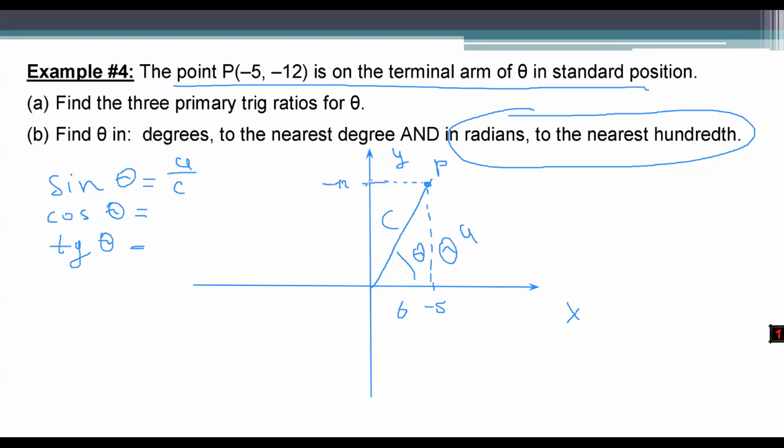A equals 12, right? It's projection. Look, it's projection on the y-axis. So A equals the length on the y-axis. So A equals -12. But what about C? How do we find the hypotenuse? And that's where you need to remember the Pythagorean theorem.